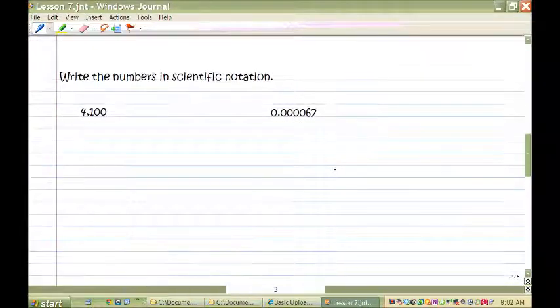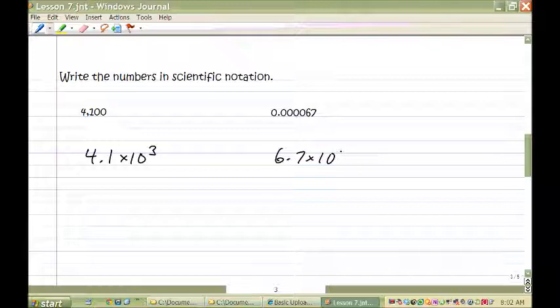Why don't we try and do one? Write the numbers in scientific notation. So 4,100. And then, wow, what is this? 0.000067. Write those in scientific notation. Pause the video and try it. Okay, hopefully you got 4.1 times 10 to the third, because the decimal is here, and I had to move it 3 places to the left. That's why it's to the third. This other one, I have 6.7 times 10 to the negative fifth. Because it's a small number, I had to move it to the right. And I had to move it 5 places, so it's the negative fifth.